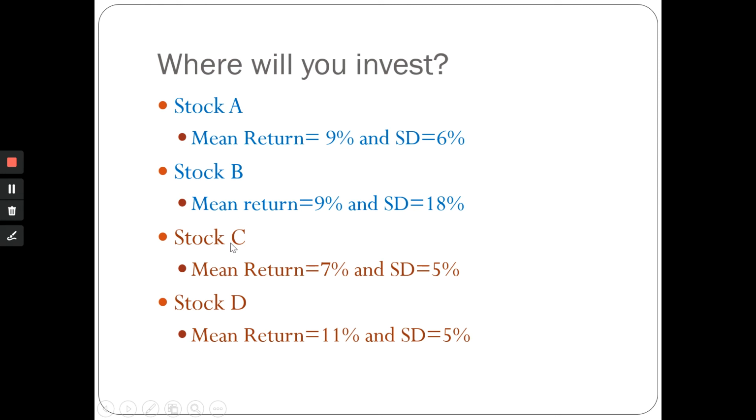Now, again, there is another alternative. Either you can invest in stock C or D, and the mean return is 7% for stock C and 11% for stock D, but both have the same standard deviation, which is 5%. Where will you invest? So this is very easy. The answer will be stock D, because with the same riskiness, with the same volatility, you must invest in stock D because it is giving you a higher return on average.